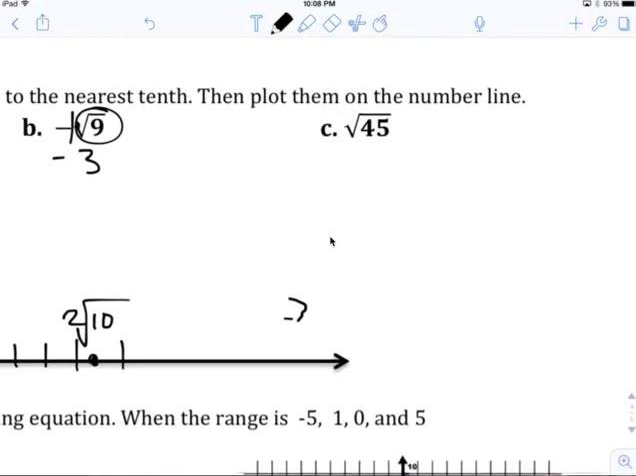The last one, this is between 36 and 49. Probably closer to the middle than not. Well, I think it's closer to 49. 9 away versus only 4 away. So 6 to 7, so probably 6.7, 6.8. Looks like.